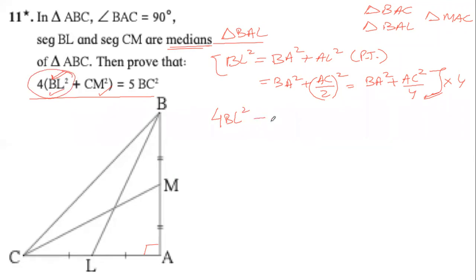And what do we have on the right hand side? We have 4 into AB square, BA square. So we can say 4BA square. And then AC square by 4 into 4. 4 gets cancelled. So we get AC square. This is equation 1. Is it okay? Can we move forward? Is this simplification clear? We are combining geometry with a lot of algebra.